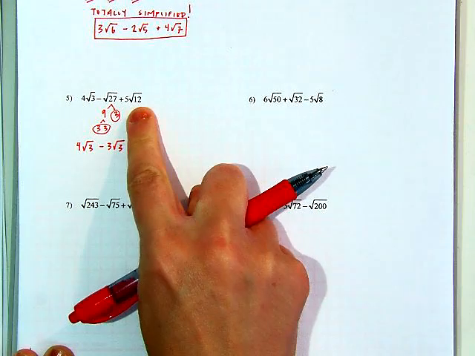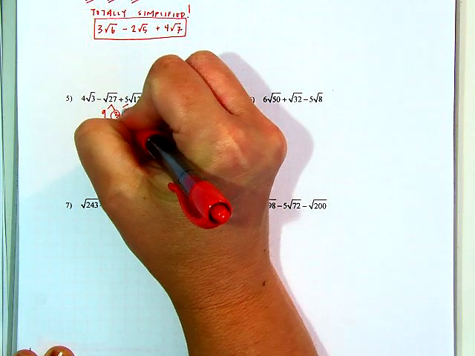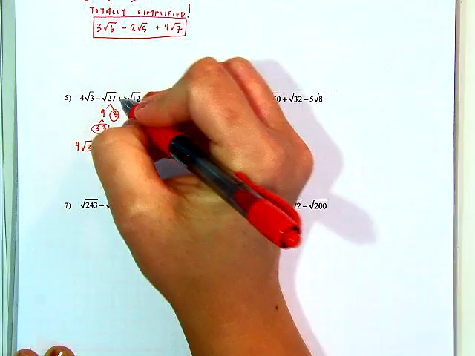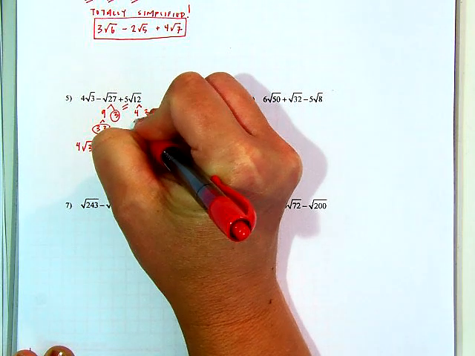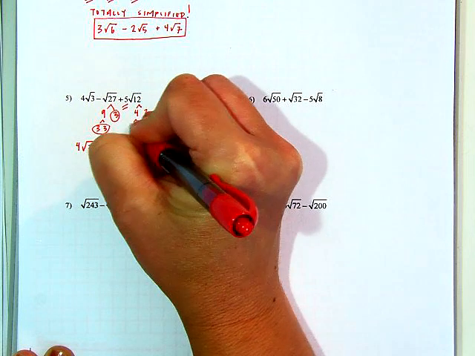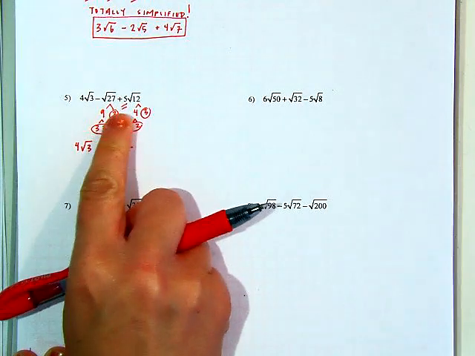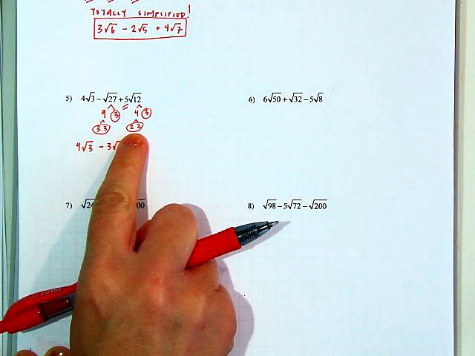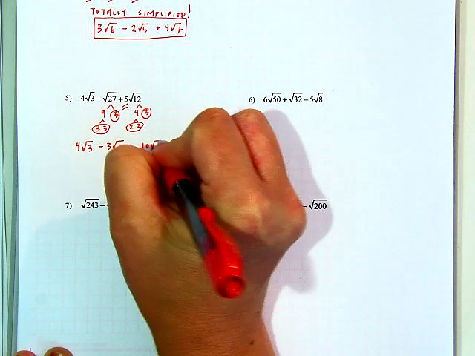And then over here I have 5 times the square root of 12. I usually underline that 5. I don't want to forget that it's there. And the 12, I know that that's 4 times 3. And 4 is a perfect square. It gives me a pair of 2's. So here I really have 5 times 2, which is 10, square root 3.